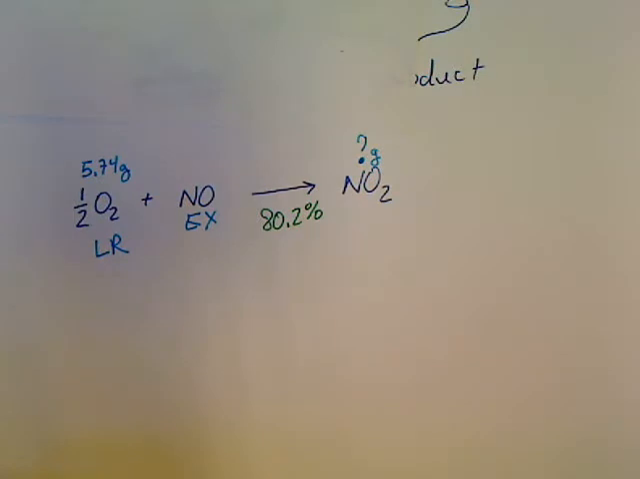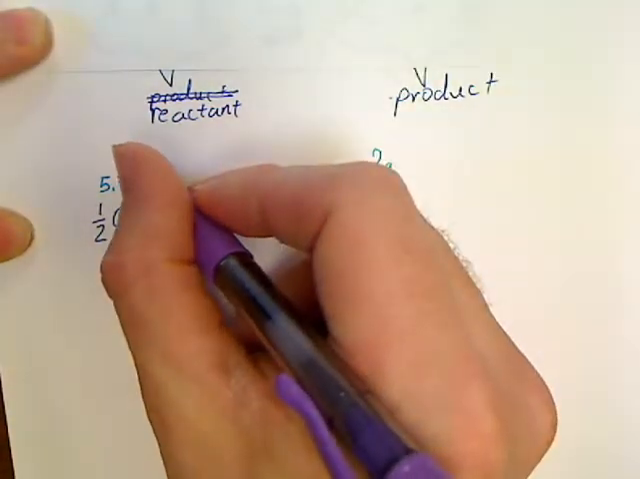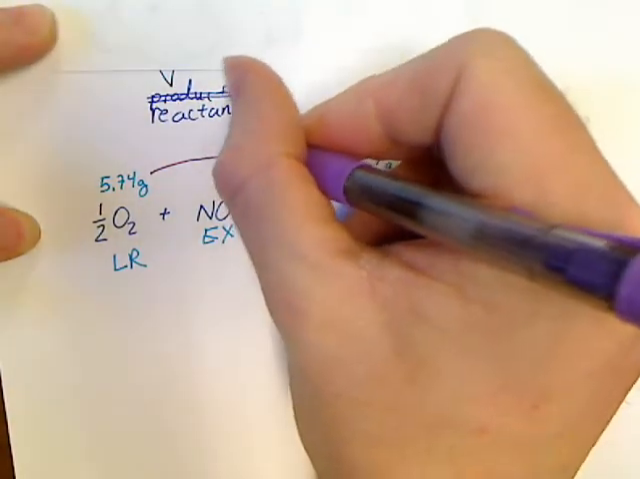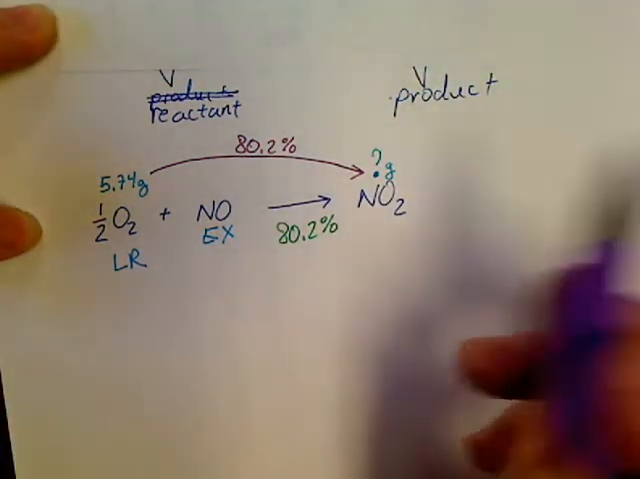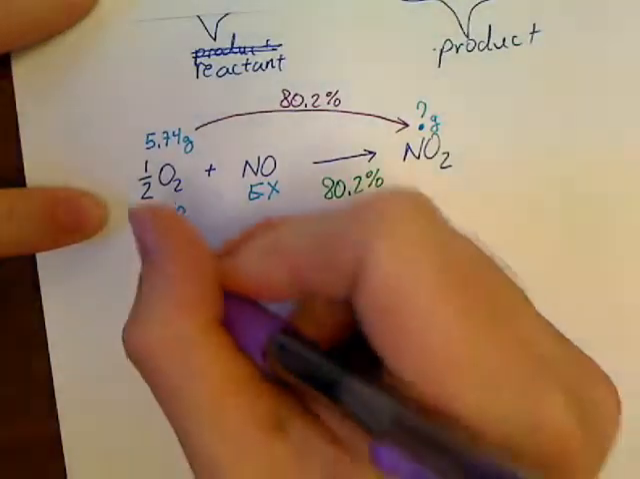80.2%. That's very important. And all it means is this. When we make our jump in this problem, you're only going to get 80% of whatever you try to make. And that's literally how easy these problems are. So we can start this problem off.